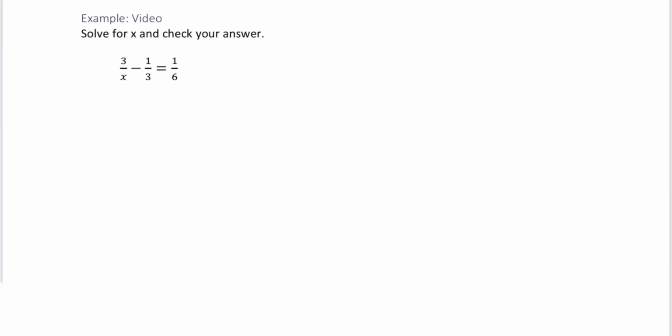In our first example, we want to find the domain restriction first, so I'm going to do that off to the side. The domain restriction is what x cannot be. Remember, you can't divide by 0. So if we set this denominator equal to 0, we see that x cannot be 0. So just make a note of that. Sometimes it affects our answer, sometimes it doesn't, but it's always a good idea to do that step first.